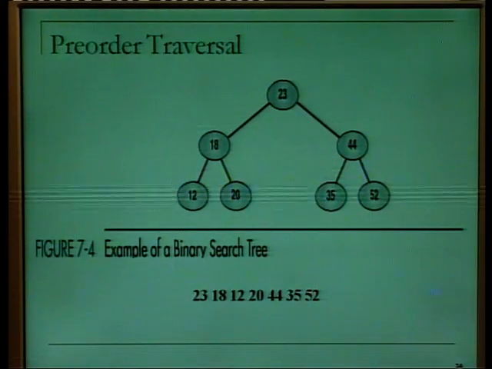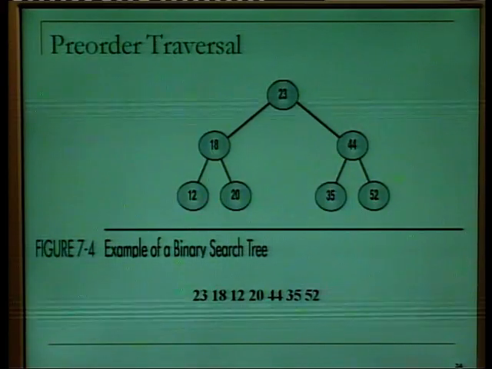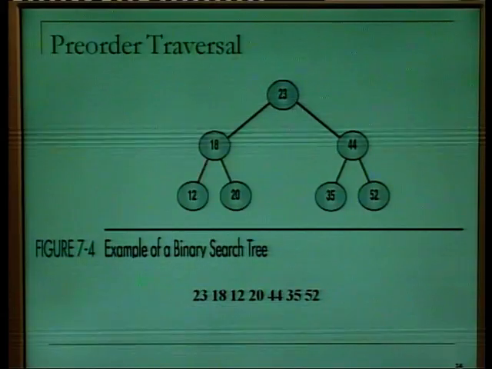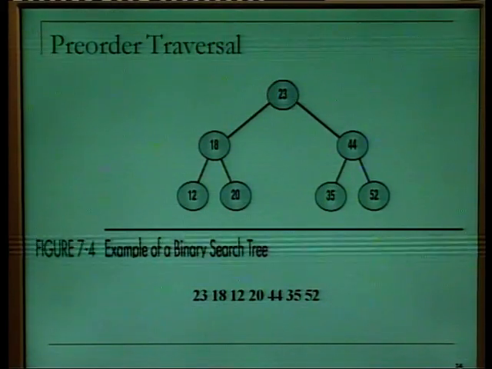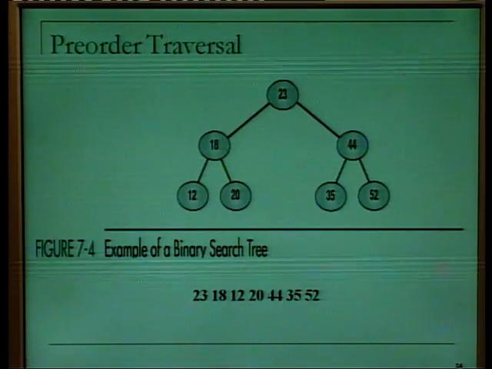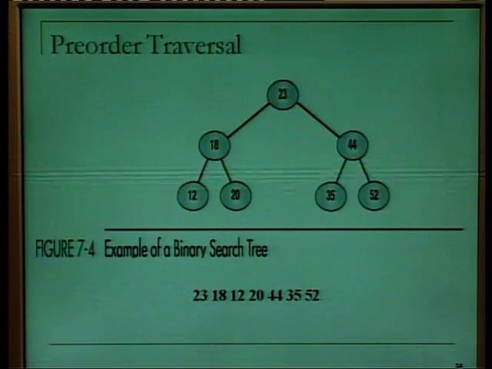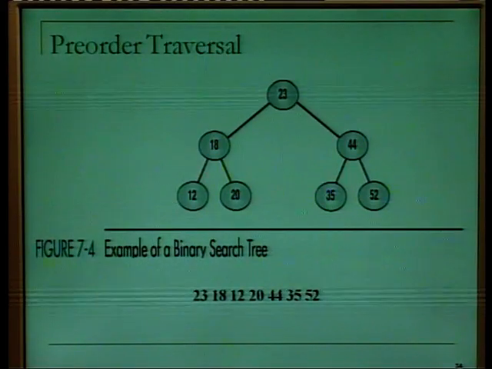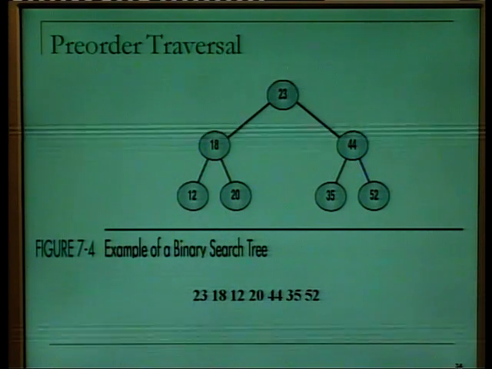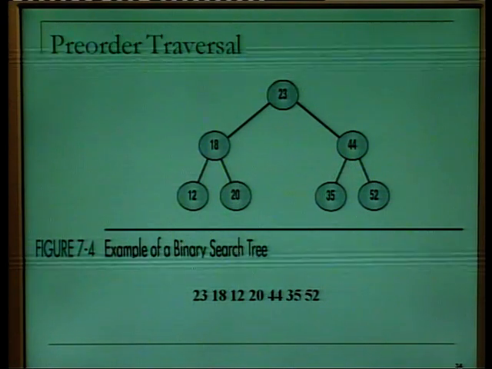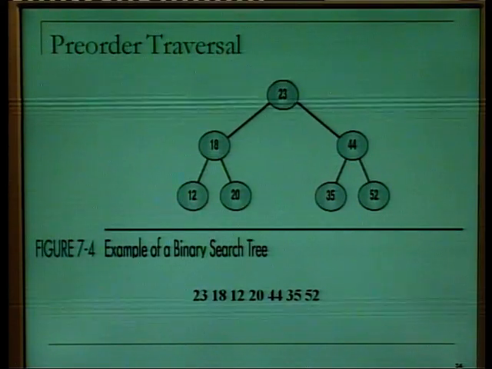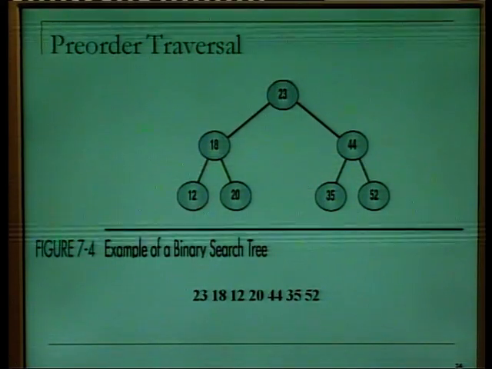Now we will take the example of pre-order traversal of a binary search tree. First, if we traverse this tree in pre-order traversal, it will become 23. First the root node comes. Then we will traverse the left subtree, so it will become 18. Then its left node is 12. Then its right node is 20. So the first part of the tree is traversed as 23, 18, 12, and 20.